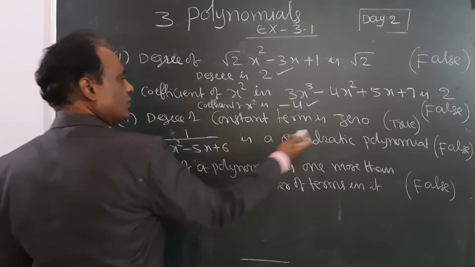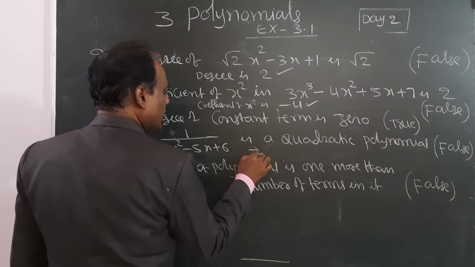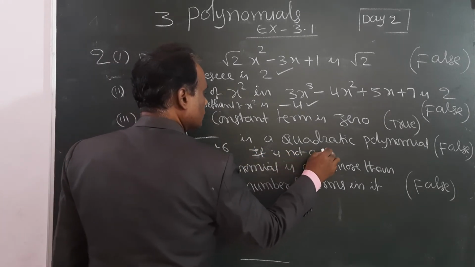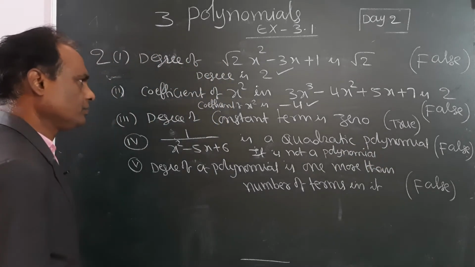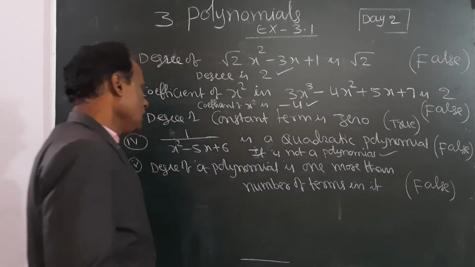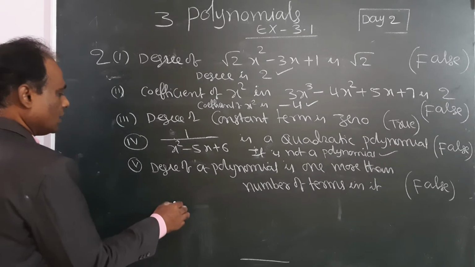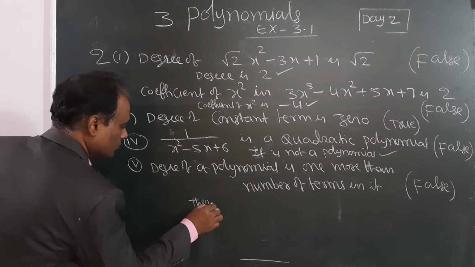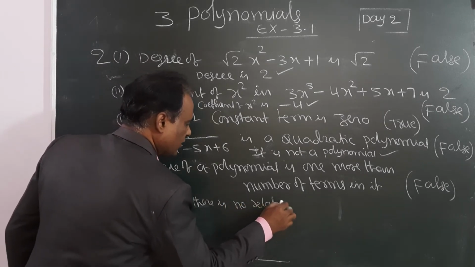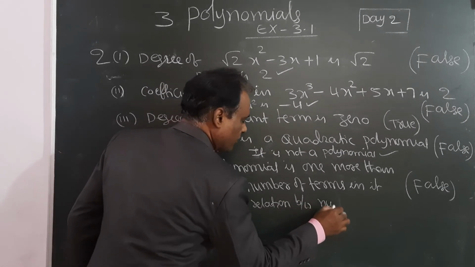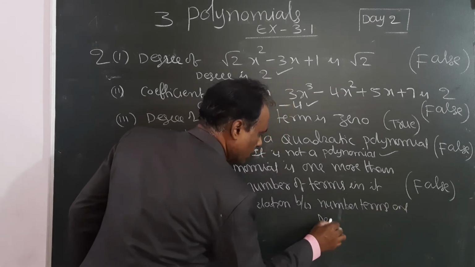Why am I saying that this is false? Because this is not a polynomial. Fraction means it is not a polynomial. And why is this not a rule? There is no relation. You can write down: there is no relation between the number of terms and the degree of a polynomial.